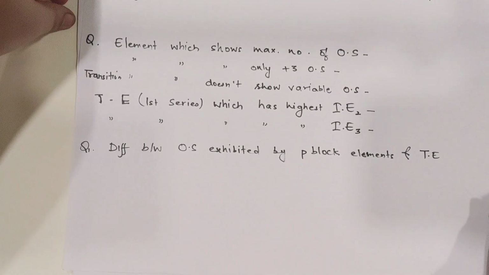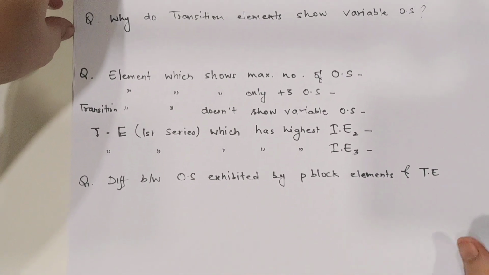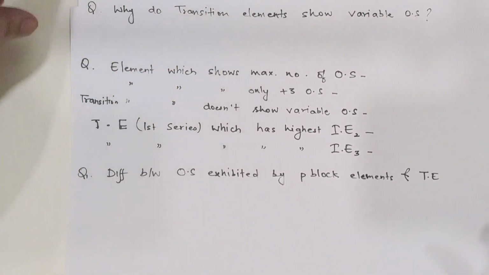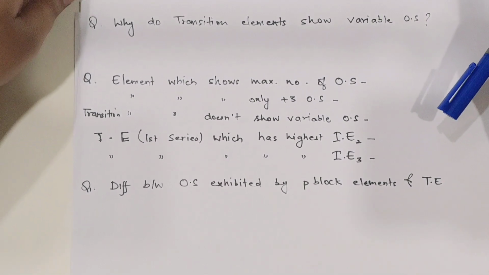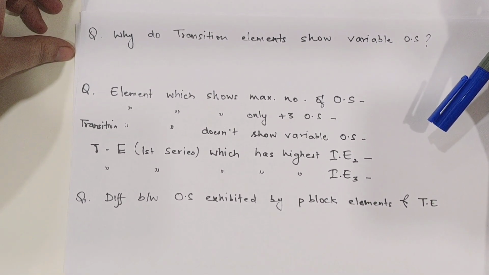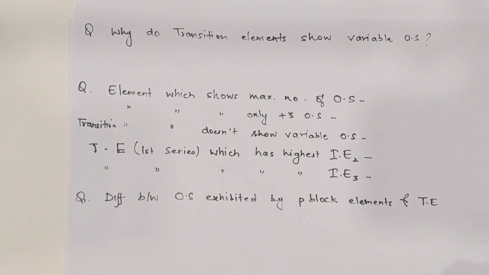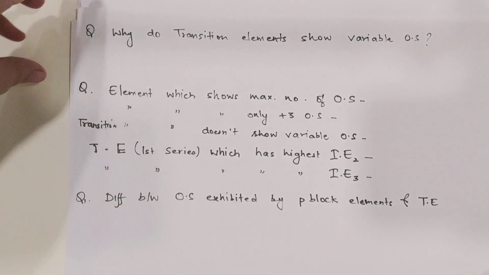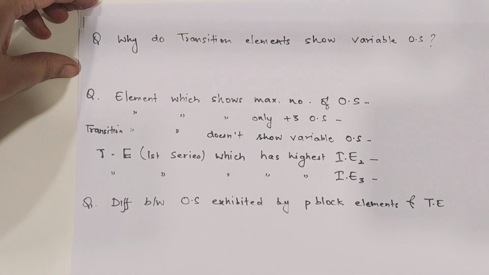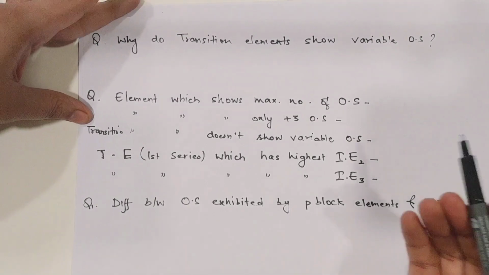Now we will be talking about oxidation states. The transition elements show variable oxidation states. And because of variable oxidation states, they have some oxidation states which are more stable than others. And that can give rise to a lot of board questions, right? So let's see some of them. Why do transition elements show variable oxidation state? We have done that before.